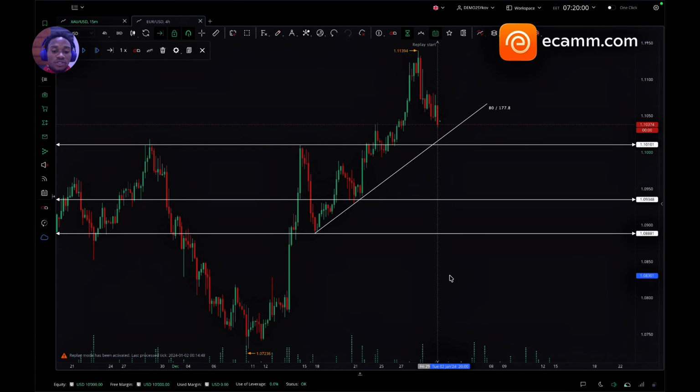But right now, this market is in an uptrend, and I've drawn my area of value. So once the market gets to my zone, I'm going to go to the lower time frame to look for confirmations to enter this market. Clear as that. So now let's see how this market goes.